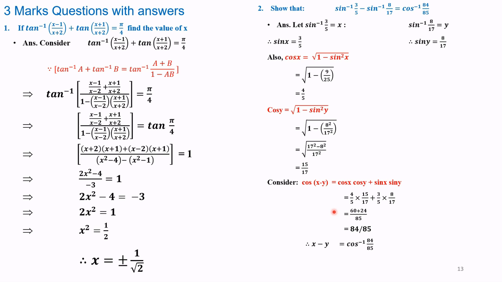Now, to find the value of x minus y, we have to take cos inverse. That is, x minus y will be equal to cos inverse of 84 by 85. We know x is sine inverse of 3 by 5 and y is sine inverse of 8 by 17. Therefore, substituting the values of x and y in the left hand side, we get the right hand side as cos inverse of 84 by 85. So, we have solved all the problems. Next slide.